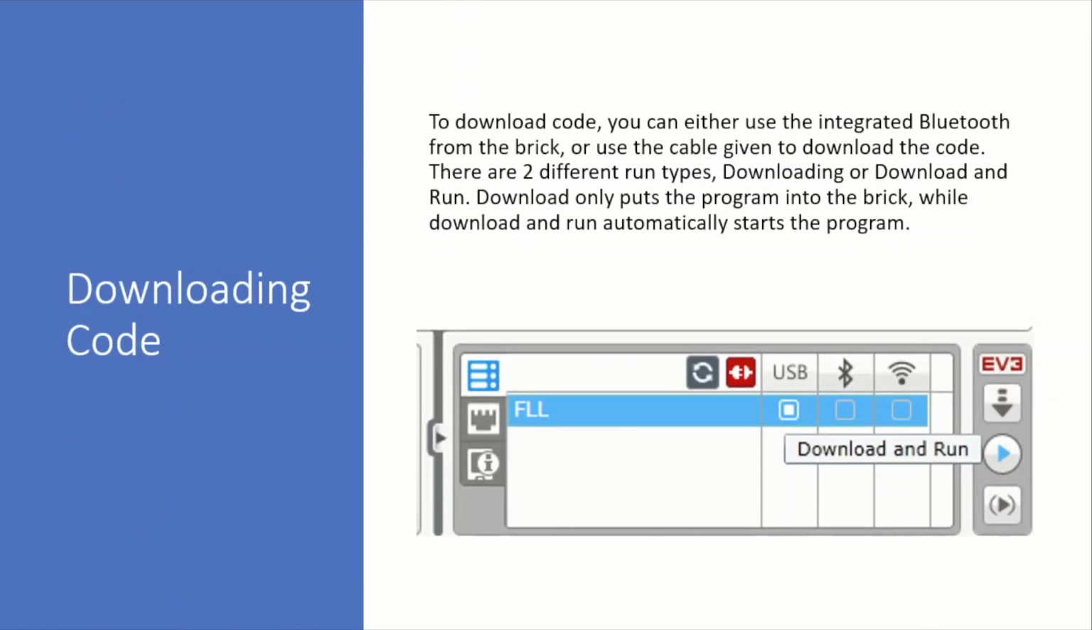As I said in the last video, to get programs into your brick, you can use the USB cord given to connect it to the computer, and use the brick's built-in Bluetooth. Something to keep in mind while using the cable is that if you use movement blocks, you should use the button above download, or else your robot will pull the cable and might damage itself.